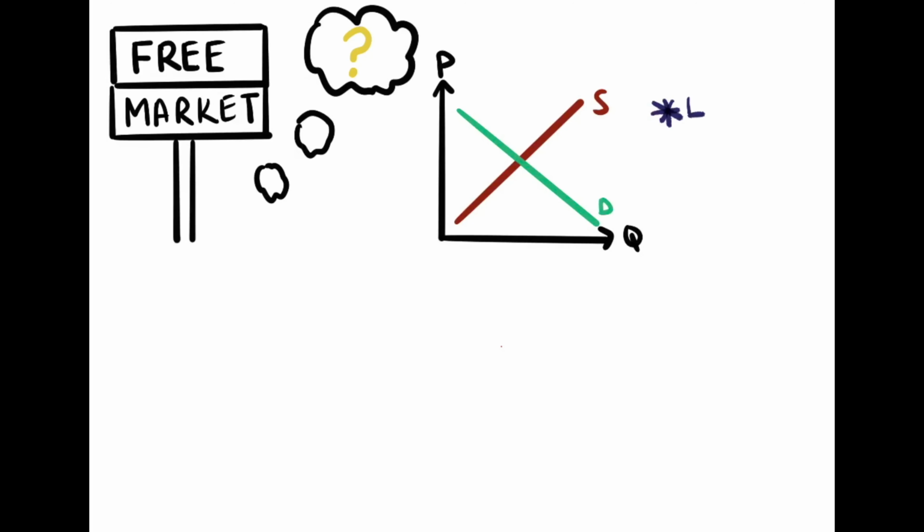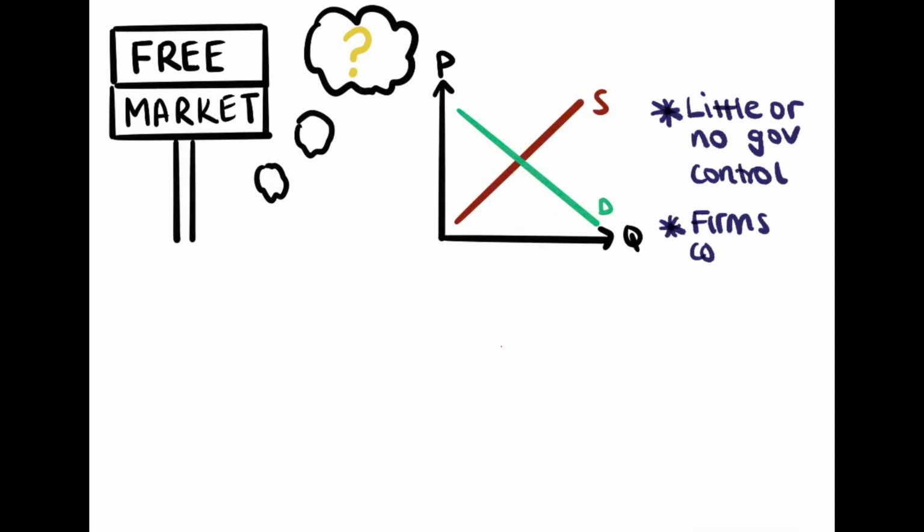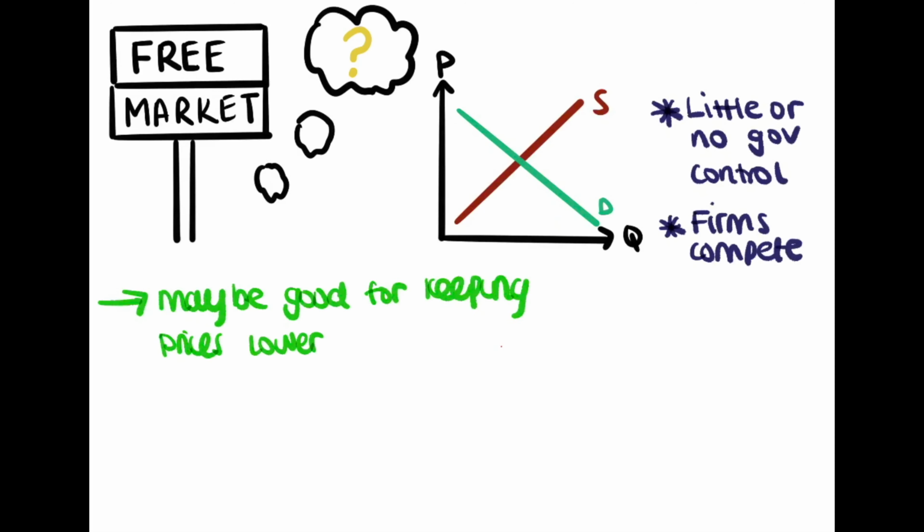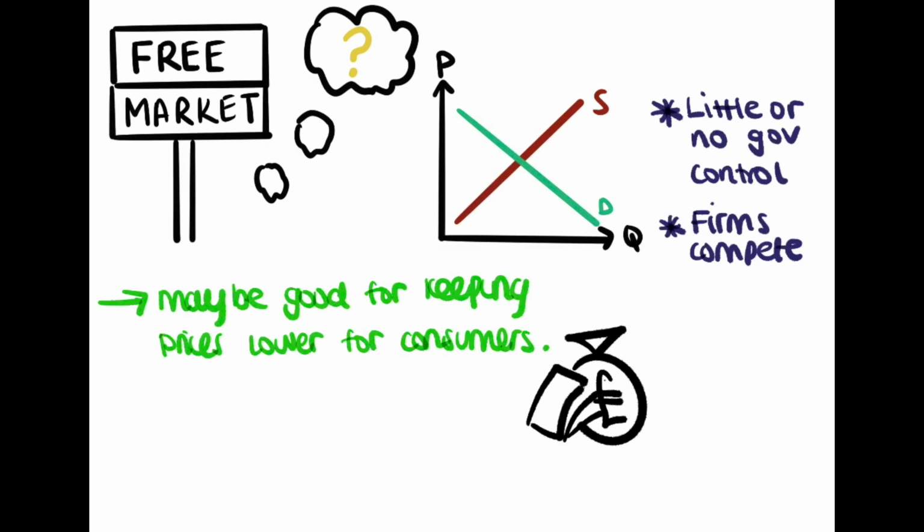The free market is determined by the interaction between demand and supply. There is little or no government intervention and firms compete against each other. This increased competition may be good for keeping prices low for consumers. And innovation increases the choice available to consumers.